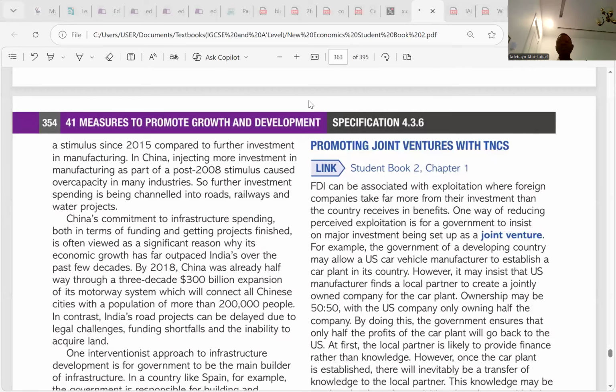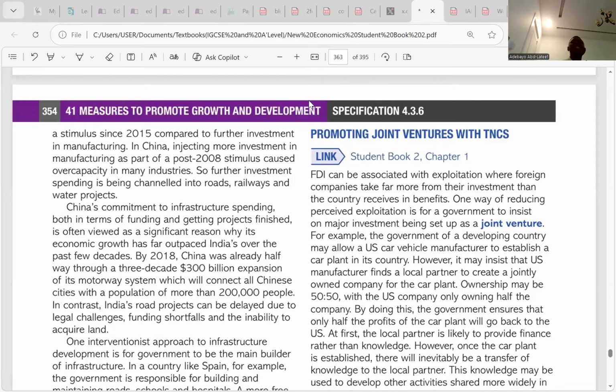So, promoting joint ventures with multinationals. Foreign direct investment can be associated with exploitation, where foreign companies take far more from their investment than the country receives in benefits. One way of reducing perceived exploitation is for a government to insist on major investment being set up as a joint venture.